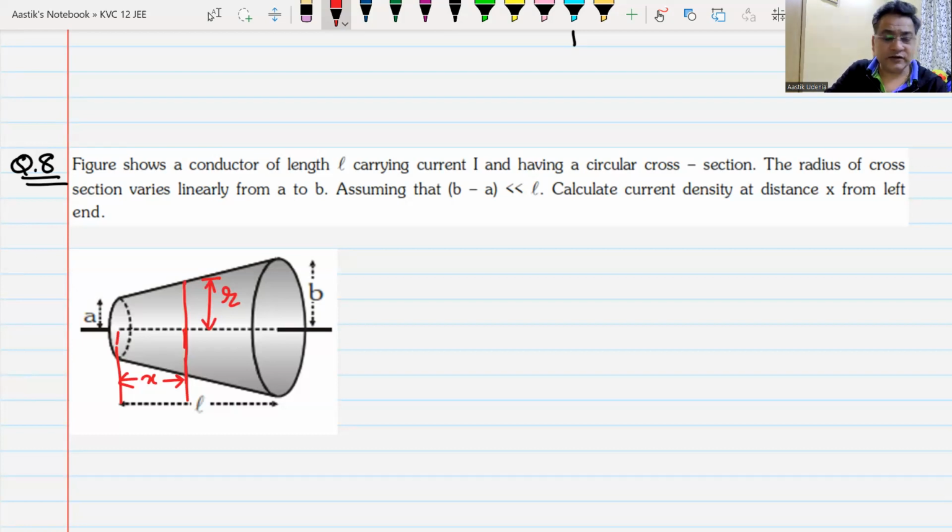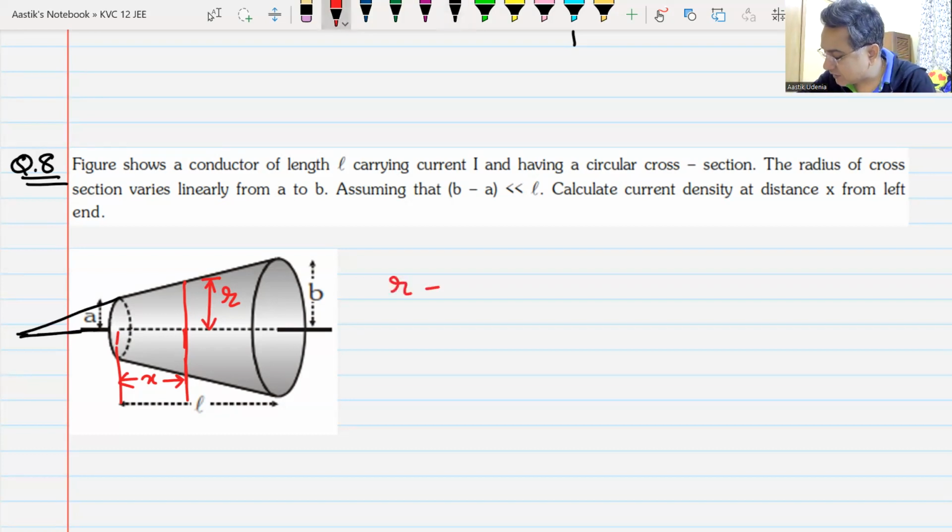And how will you find out the radius of the circle here? There are different ways of doing it. You can do it by similar triangles, or you can do it by the method of interpolation.